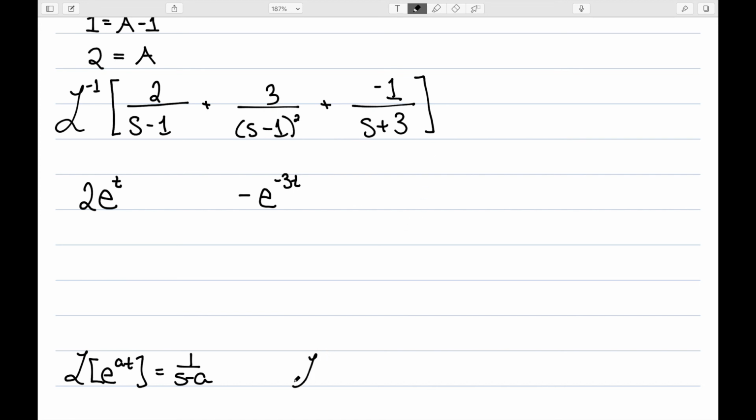The other one I need to match the second one is that the transform of e to the at times t to the n is n factorial over (s minus a) to the n plus 1. In this case, if n is equal to 1, I would have this. So we would have 3 times e to the t, since in this case a would be equal to 1, times t, since n would also be equal to 1. So I have my inverse Laplace transform.